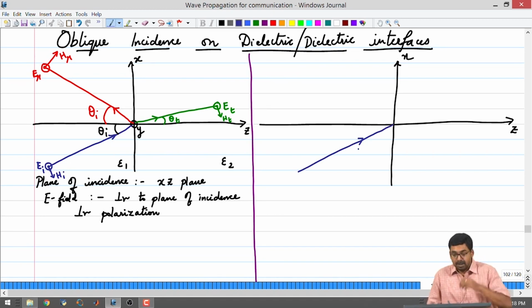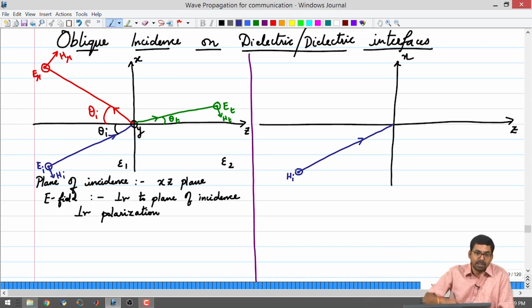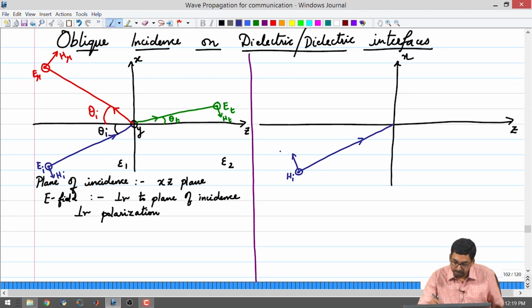Okay. In this case, the magnetic field is going to be out of plane of incidence. So, the plane of incidence is xz. I am going to make a mark here and call this HI. The direction of the arrow going to the interface is the direction of k. You can use your right hand to figure out what direction your E field will be. So, the E field in this case is pointing up, right. So, I am going to mark an arrow and say that this is my EI.